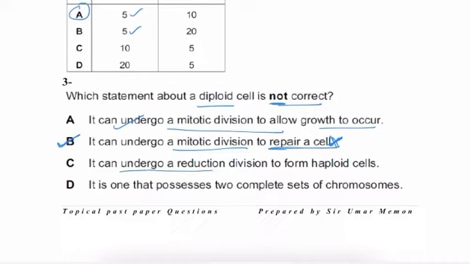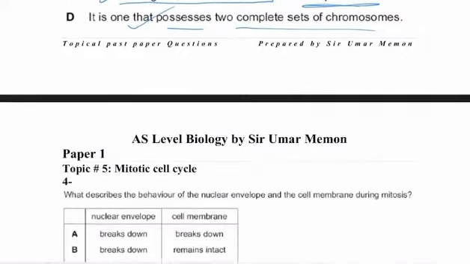Now let's look at the statement C. It can undergo a reduction division. Yes, it can undergo reduction division. Reduction division is another name for meiosis, and when it undergoes reduction division, it will form haploid cells. As we just discussed, this is the right statement. It is the one that possesses 2 complete sets of chromosomes. This is also the right statement. Let's move towards the next MCQ.